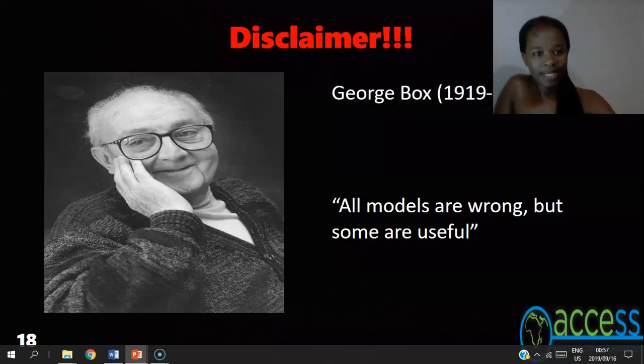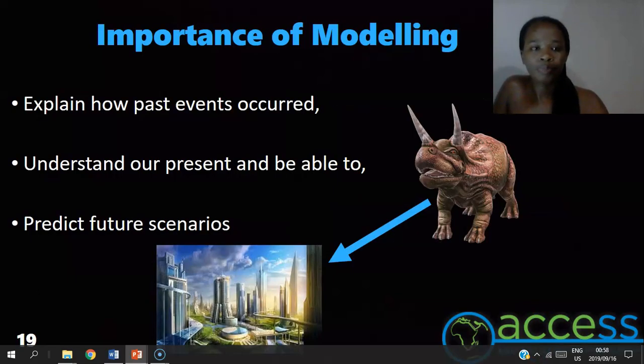Disclaimer by George Box. He said all models are wrong, but some are useful. For instance, taking the example of the human anatomy model and the real human. I can walk, I can speak, but the human anatomy model cannot speak nor walk. That is why it is so wrong. However, it is so useful when understanding how the internal structure of a human being is structured without killing a person, because we already know that it is so illegal.